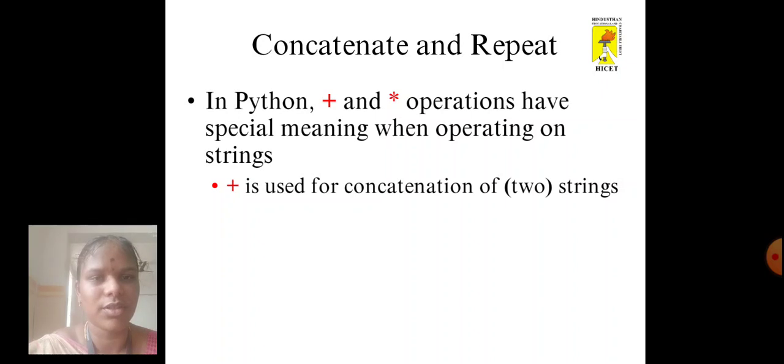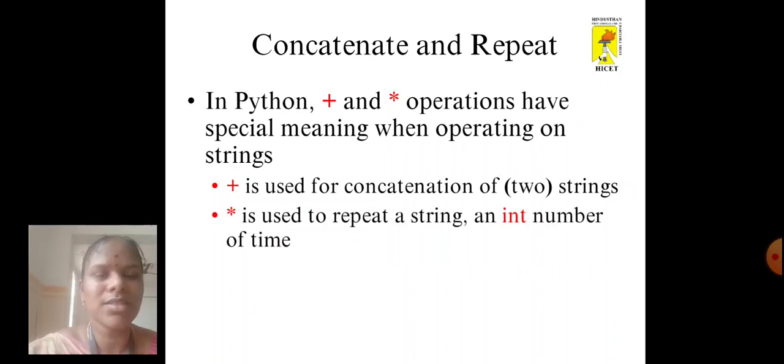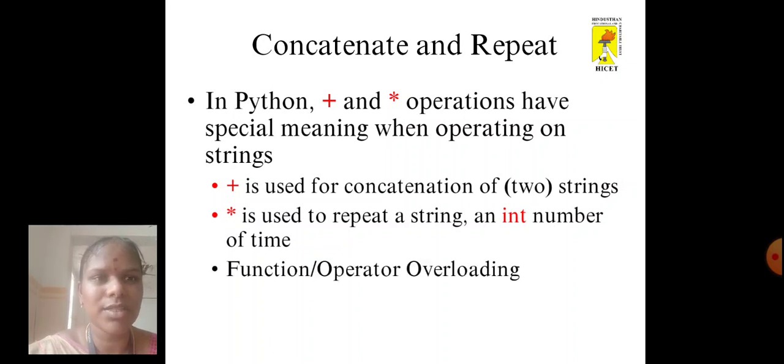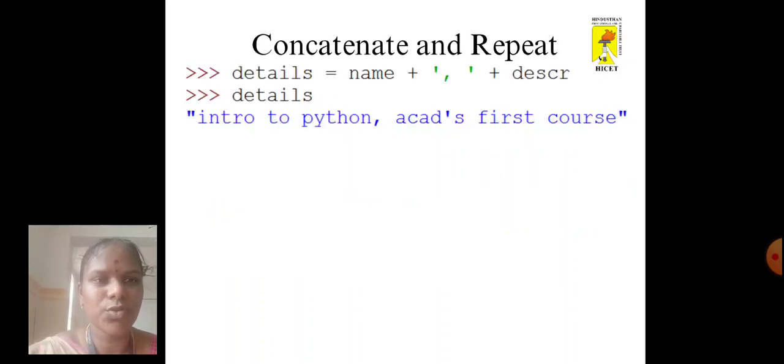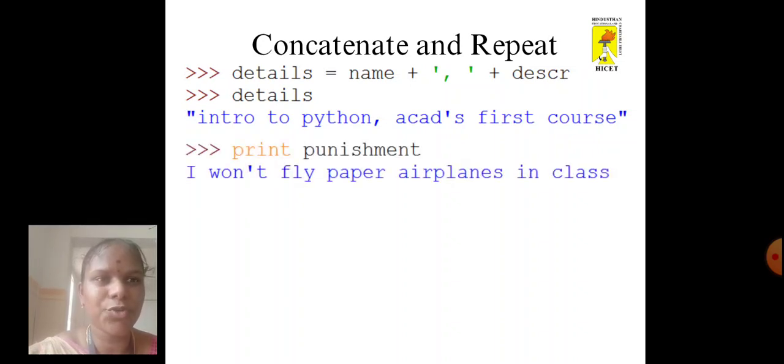Concatenation and repetition. In Python, the plus and multiply symbols are used for concatenation and repetition. The plus symbol is mainly used for concatenation of strings, and the multiply symbol is used for repeating the string n number of times, and it is also used for functions and operator overloading. In this example, you can see that details equal to name plus desc. Name contains the value Intro to Python, and desc has the value first course.